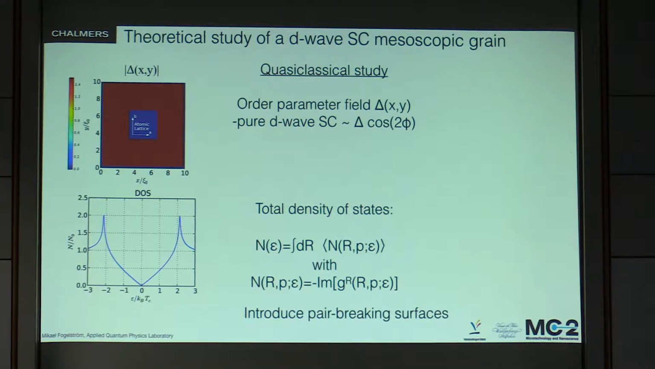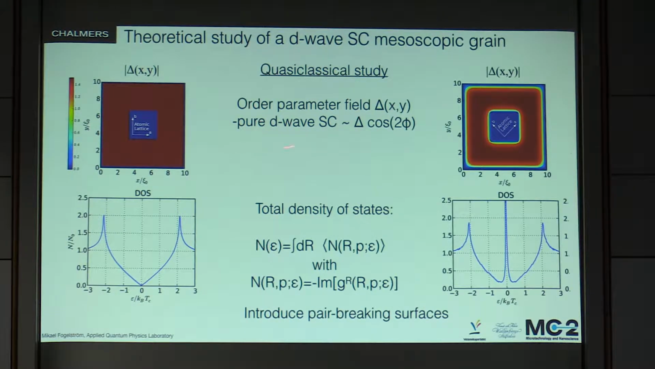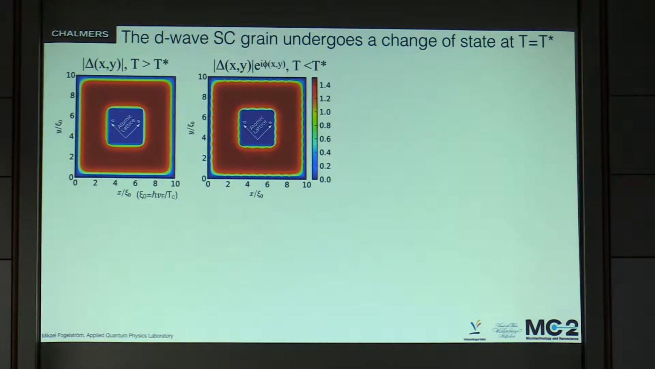There you have it. And if you introduce the pair breaking surfaces, you see that you get a reduction of the order parameter close to the interfaces. This is just a 45 degree rotation of this. And instead of having this V shape here, you now have this large density of states at zero energy. Now, what we found by a fluke, the student came back and said, I find this very strange thing happening at a given temperature.